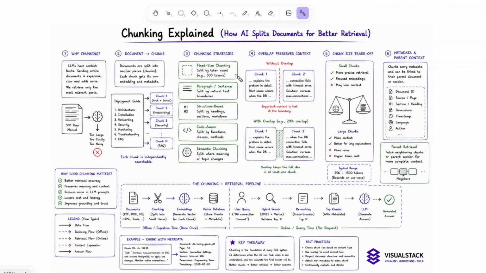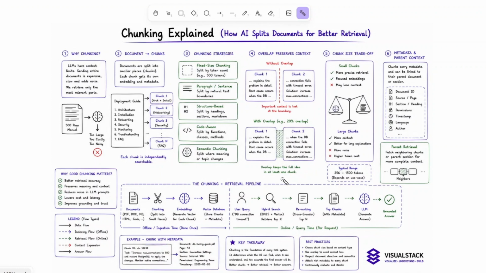To reduce information loss, production systems usually introduce overlap between consecutive chunks. Instead of creating chunk 1 and chunk 2 independently, the second chunk repeats part of the previous one, perhaps 100 or 200 tokens. This repeated context helps preserve relationships that span chunk boundaries. Although overlap increases storage requirements because some text is duplicated, retrieval quality often improves significantly.